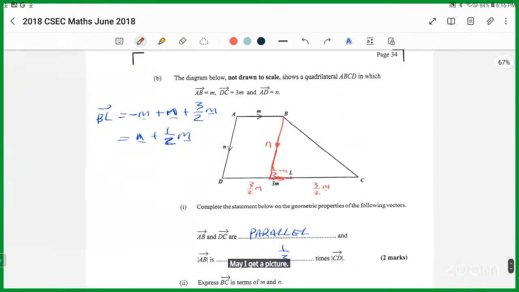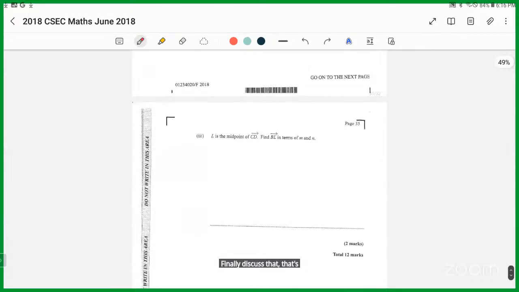Hold on, guys, my battery is running out. Give me a second. I have to plug in my phone before it runs out of power. But this finishes this question. I just don't want to run out of battery.